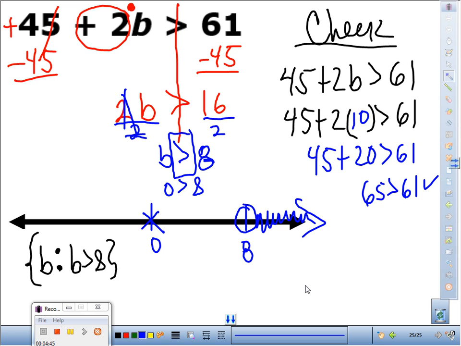Question, an extension. Reflect on this. What would happen if I substitute 8 in here on the check? Think about it, don't say it out loud. What would happen if I substitute 8 into my check? Talk it over with your neighbor. What would happen with that?